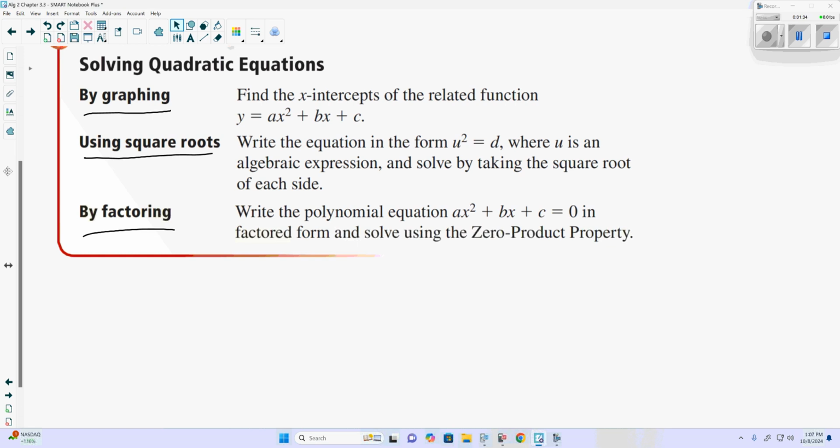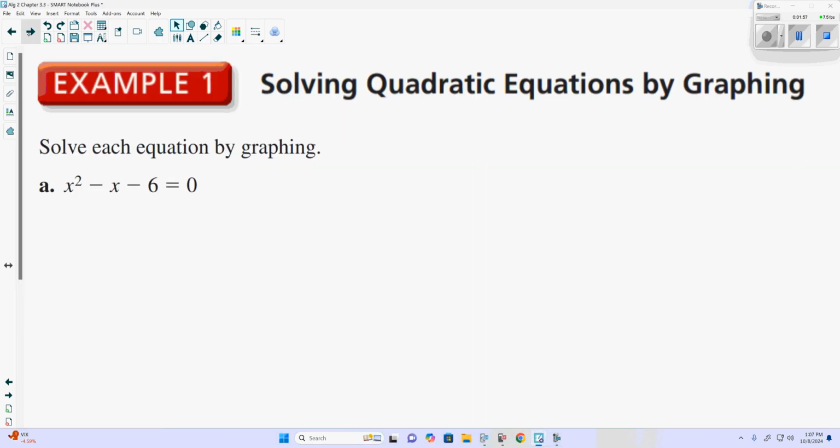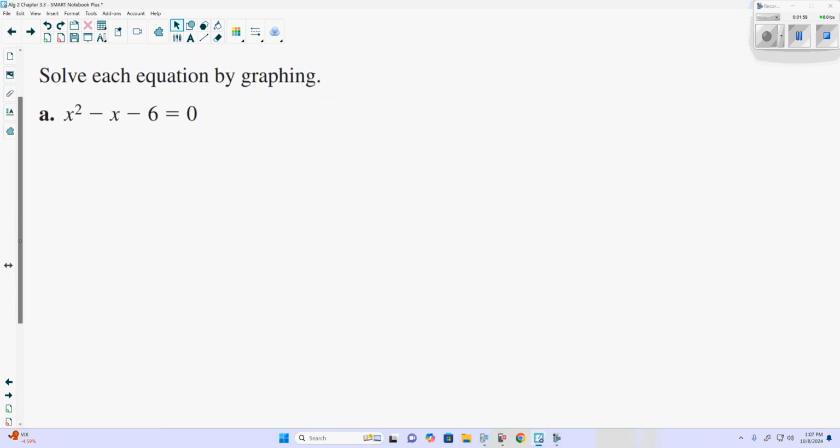So if we're wanting to find the solutions of the equation by factoring, we'll solve for the factors. If we're solving by graphing, we're solving for our x-intercepts, the values of x that will make the y value be 0. Each one of these is doing essentially the same thing. So the first thing we're going to do at the start of this lesson is solve this by graphing.